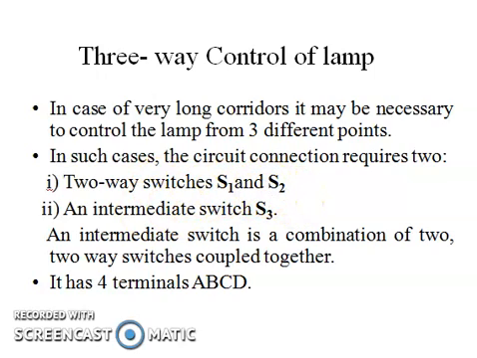As already in the case of two-way control of lamp, we used S1 and S2 switches, but we have not used an intermediate switch. An intermediate switch is not required for two-way control of lamp, but it is required for three-way control. An intermediate switch is a combination of two-way switches coupled together. That is called an intermediate switch. It has 4 terminals A, B, C, D. I will show you that in the next slide.